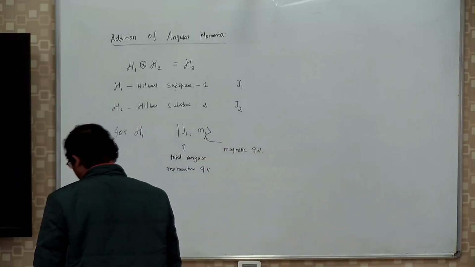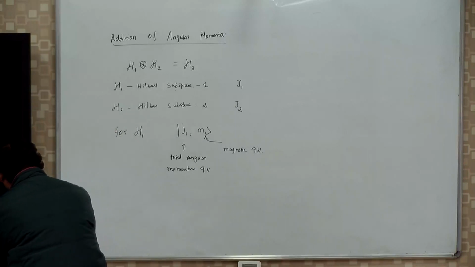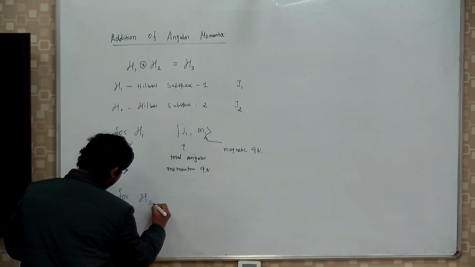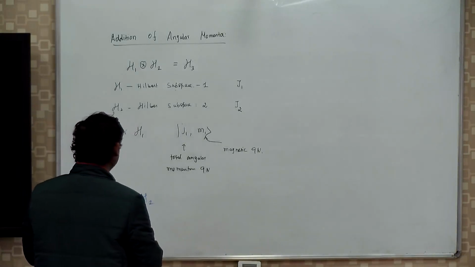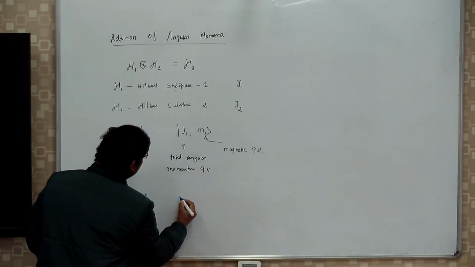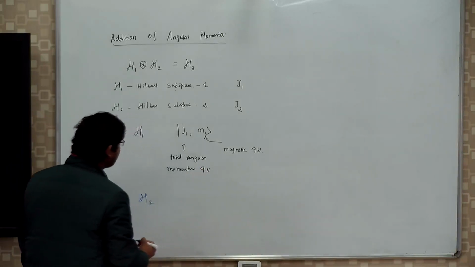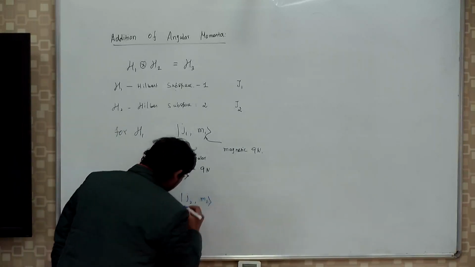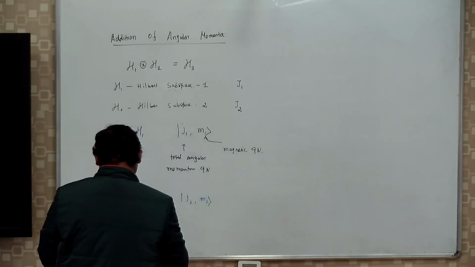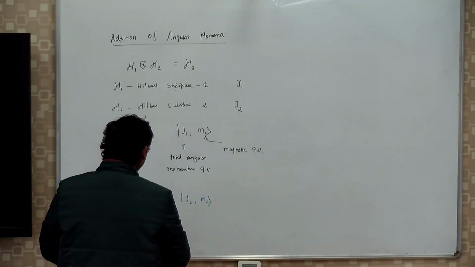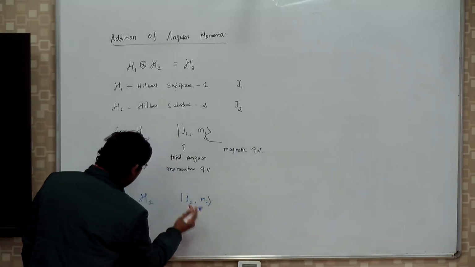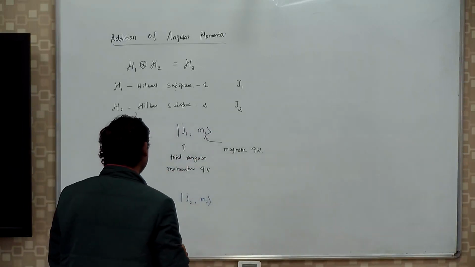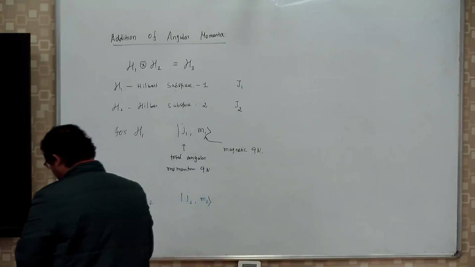magnetic quantum number. Similarly, one can also write it for the Hilbert subspace H2, which can be written as a state vector with J2 and M2. Here again J2 is nothing but the total angular momentum quantum number of system H2, and M2 is again the magnetic quantum number of system 2, Hilbert space H2.